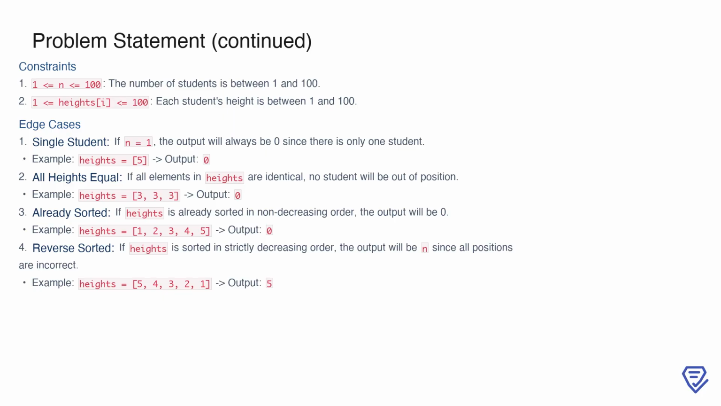If all heights in the array are identical, no student will be out of position, and the output will also be 0. Similarly, if the array is already sorted, the output will be 0, as seen in the third example. On the other hand, if the array is sorted in strictly decreasing order, every position will be incorrect, and the output will equal n. For instance, if heights equals 5, 4, 3, 2, 1, all n positions are mismatched, resulting in an output of 5.